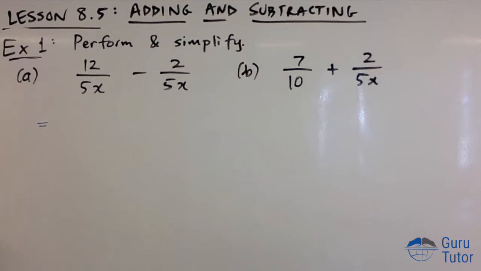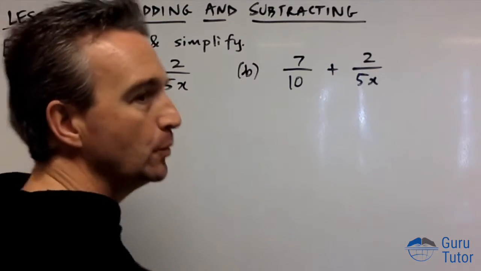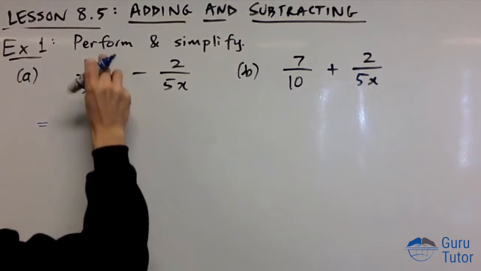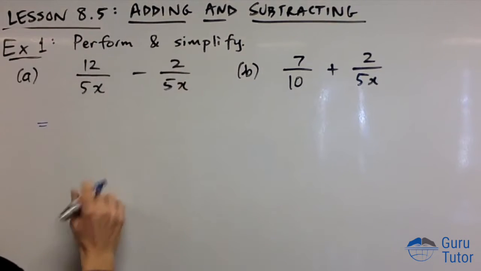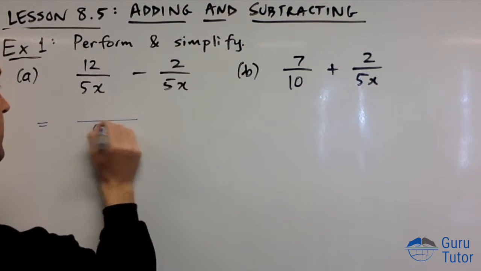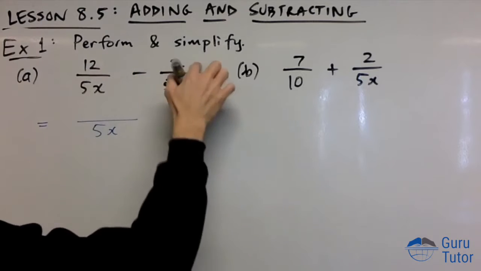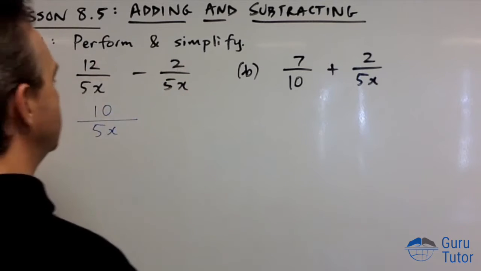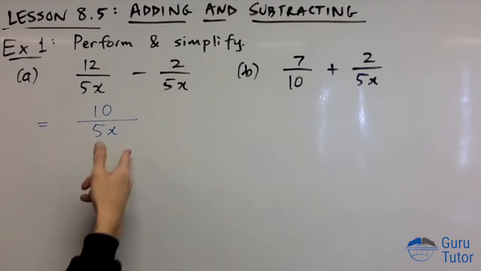We want a common denominator, 5x and 5x. We have it, so all we do is just add or subtract the tops. So we've got our common denominator, 5x, the top. What's 12 minus 2? 10. Done, except this can be simplified, all right?